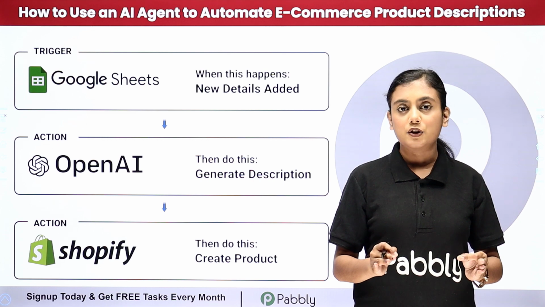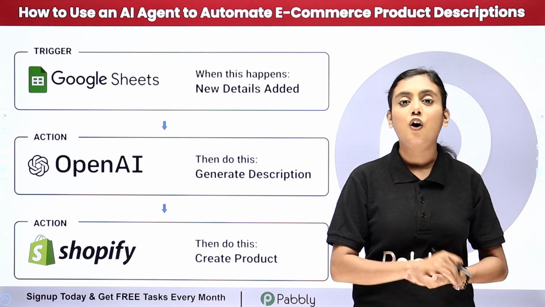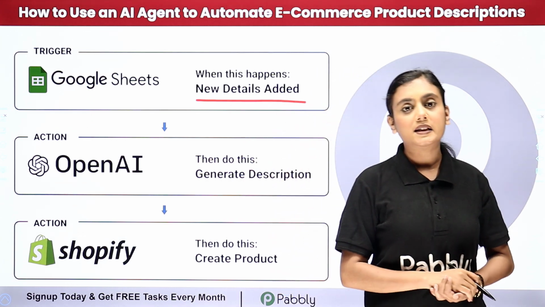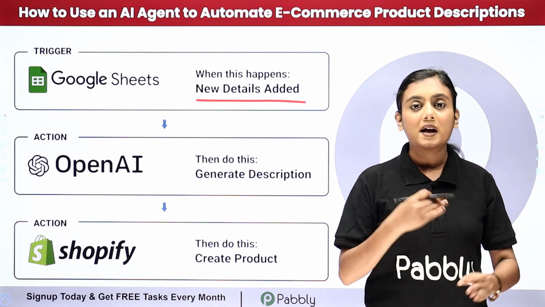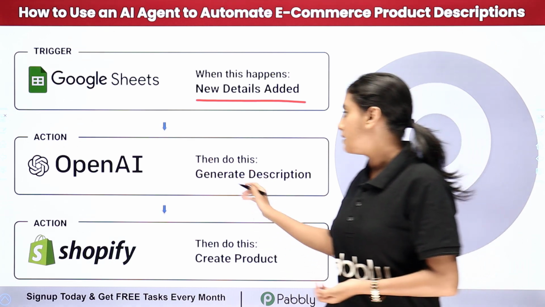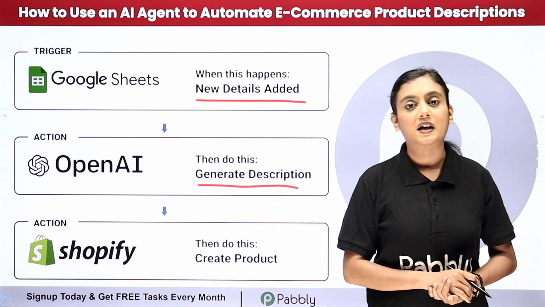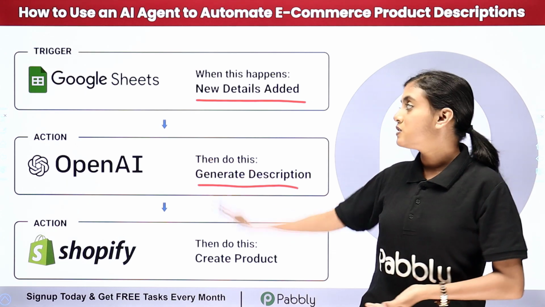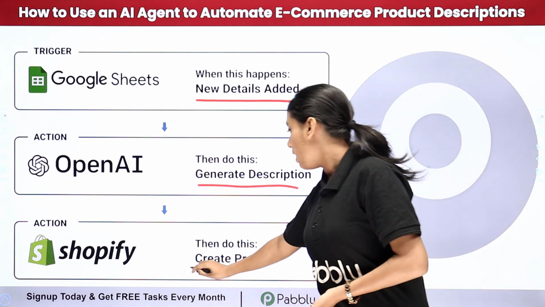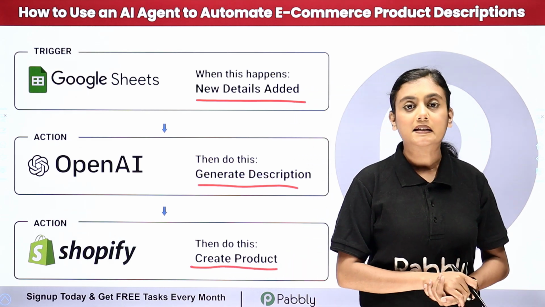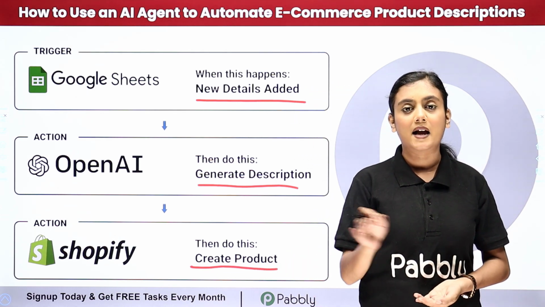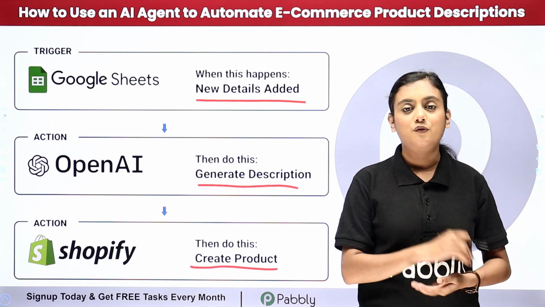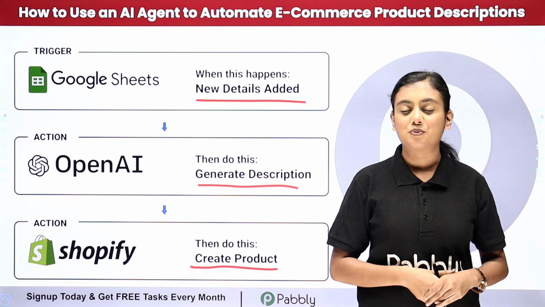How this AI agent is going to work, I have created the record of all my product details in my Google Sheets. So as soon as I'm going to add the new details in my Google Sheets, automatically using the details of my product, a description for that product is going to be generated by my AI agent. And as the description is going to be generated, using the product details and the description, a product is going to be automatically created in my Shopify account using the same AI agent. So if you want to learn how to create this AI agent for yourself, for your business, then let me take you to my screen.